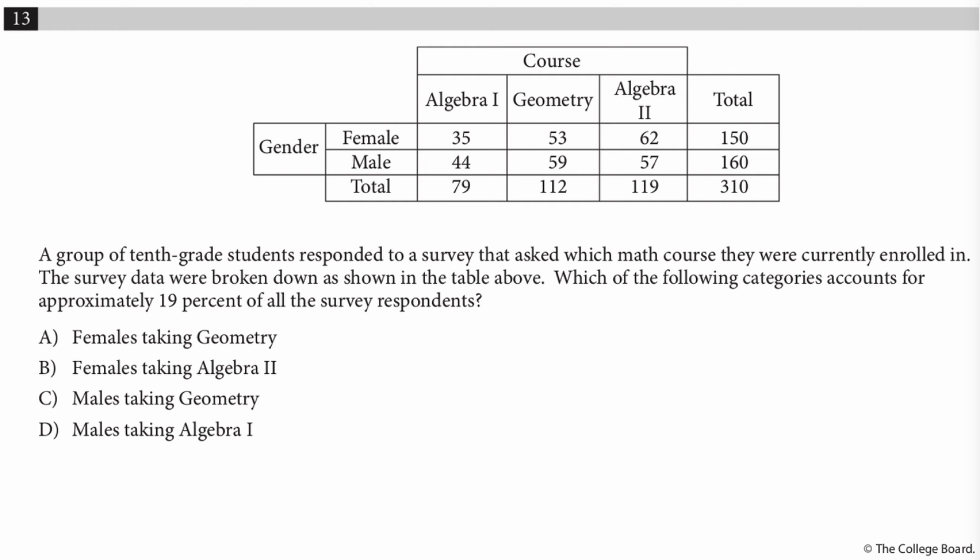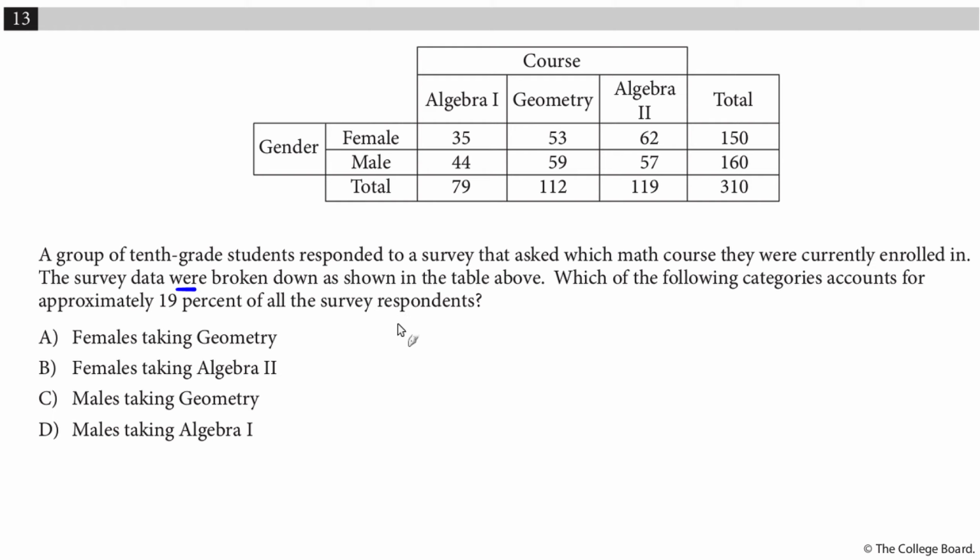Okay, so we have a chart here that relates the gender of students with the course they're in, and they're 10th grade students. A group of 10th grade students responded to a survey that asked which math course they were currently enrolled in. The survey data were broken down as shown in the table above. Fun note, data is plural, so we have the plural verb. Datum is singular, but that's a little side note. Which of the following categories accounts for approximately 19% of all the survey respondents?